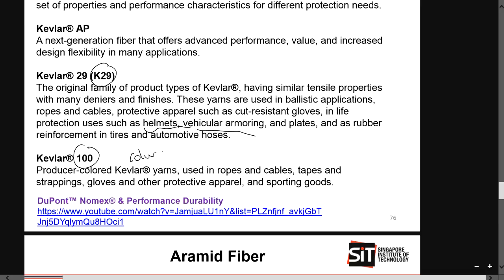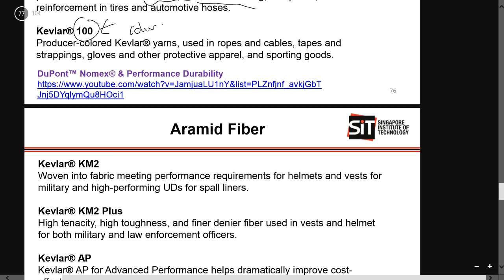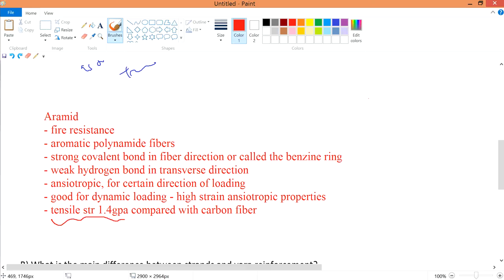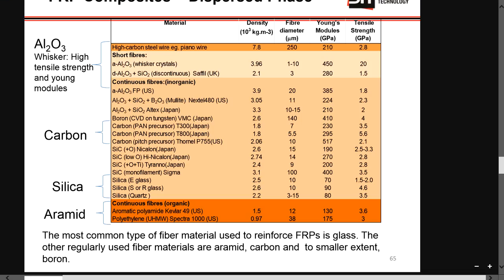Alright, no need to think about colors. If you don't need to think about colors, K29 can be used. If you want something that is colorful but protective, then you can use K100 Kevlar. For the last one, tensile strength 1.4 GPa compared with carbon fiber, I don't know what, but I've searched for the Kevlar.